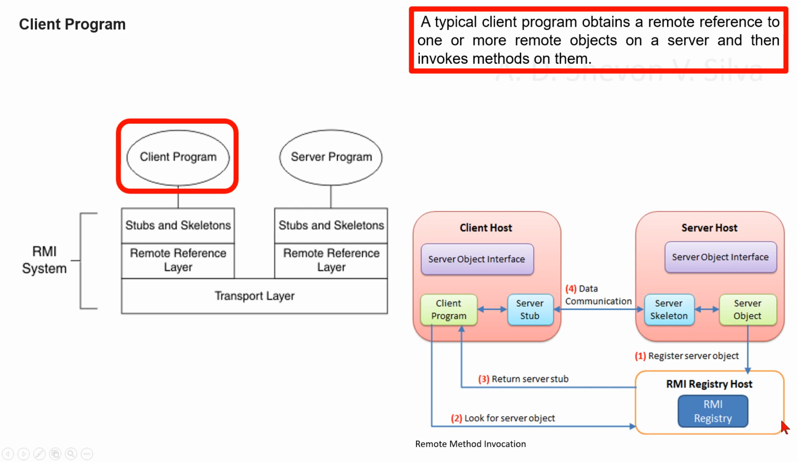And simply, the server registers the server object with the RMI registry host, and the client program looks for the server object in the RMI registry host, and the RMI registry host returns the service stub to our client program, and data communication then occurs between the server stub and server skeleton here.